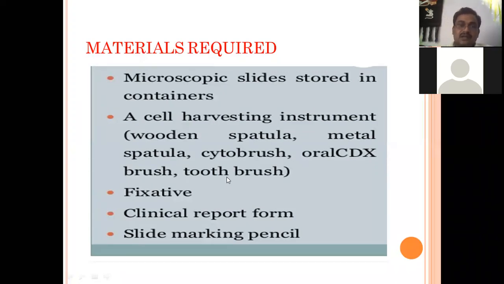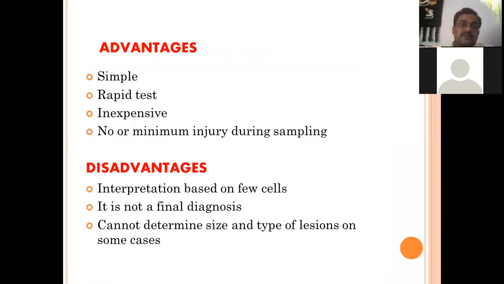After the collection of the cells, they need to be fixed. So you need fixatives. Fixatives are usually alcohol in nature, and you need a form where you can prepare the report, and you also need a slide marking pencil so that you can properly label your slide. So these are simple advantages in cytopathology.